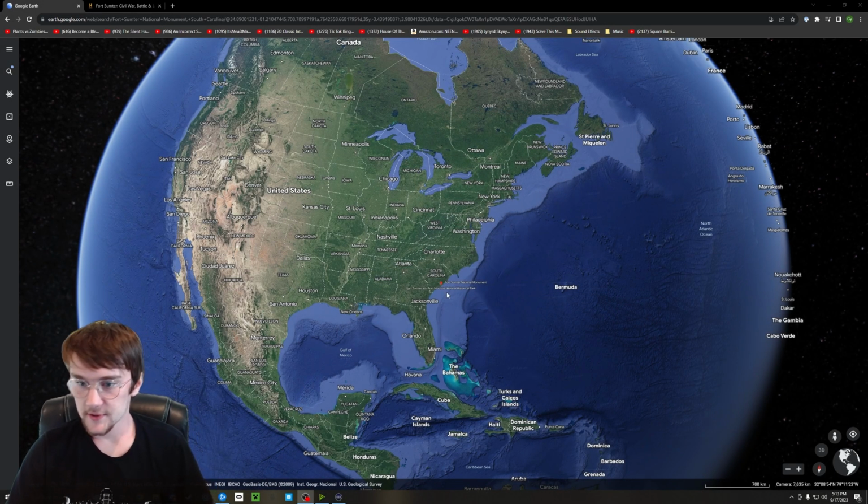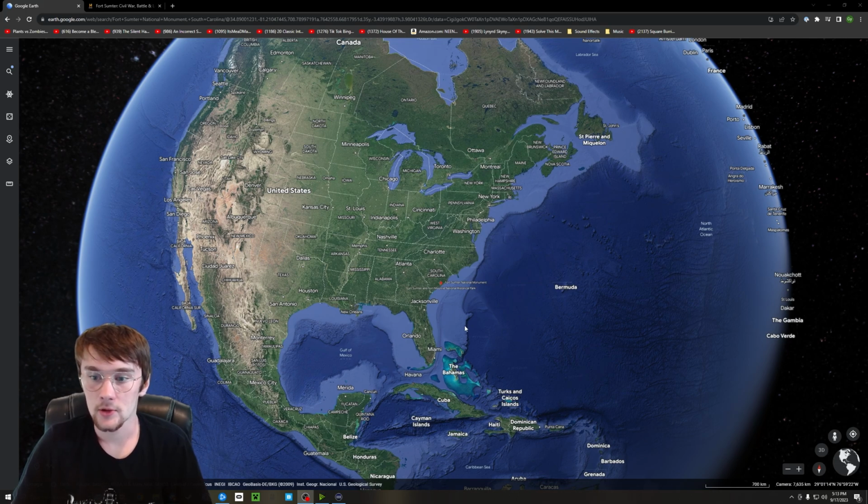I'm doing my project on the attack on Fort Sumter, which happened in April 1861. Okay, let's start off with where the fort is. So if I swap to my map view, you can see that Fort Sumter is in Charleston, South Carolina, which is one of the slave states.